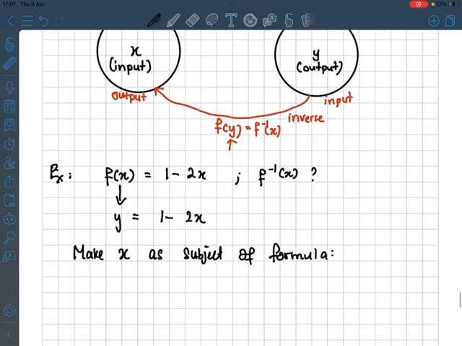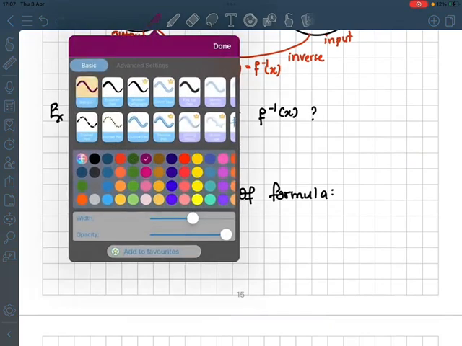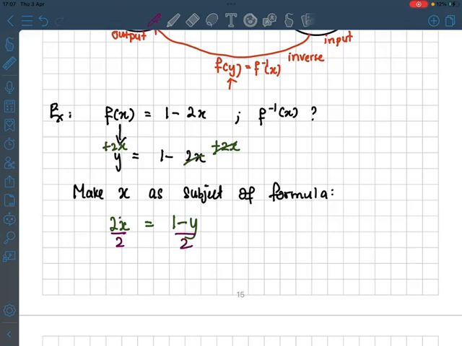Let me eliminate negative 2x on the right hand side, so plus 2x, or you can say you shift negative 2x to the left hand side, it doesn't matter. So I have 2x equals 1 minus y, because I just move y to the right hand side. And then to make x the subject, I divide both sides by 2. This one cancels, and then I get x equals 1 minus y.